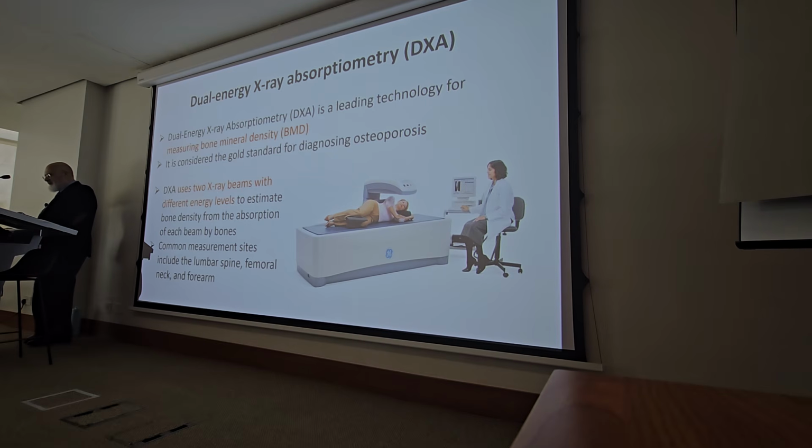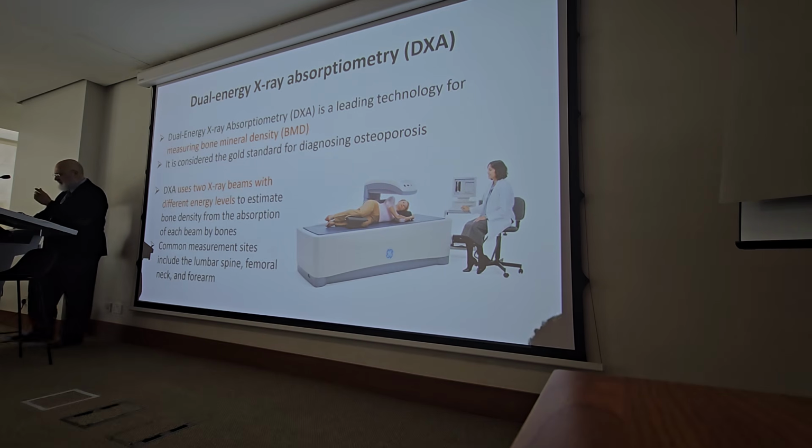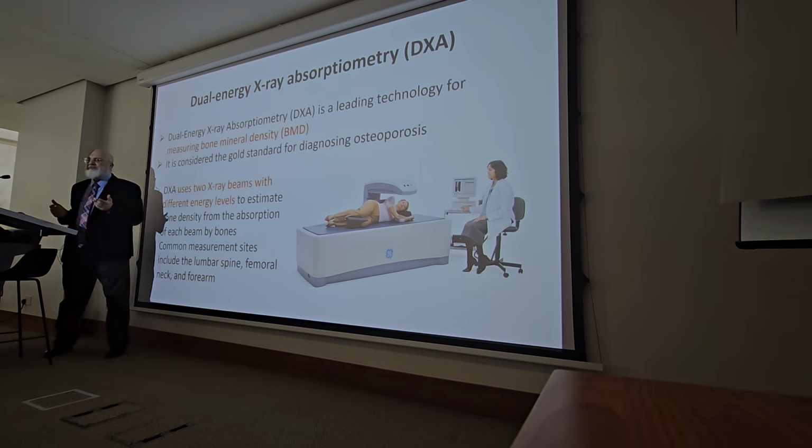Most of the sites we look for in these patients are the lumbar spine, as we said, because it has the most trabecular bone compared to its size, the femoral neck, and the forearm. It's easy also because these are the most common sites for fractures.